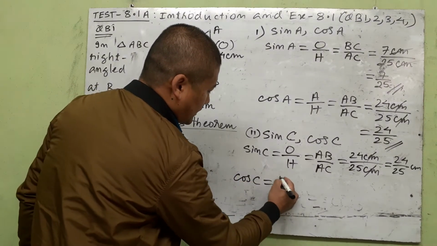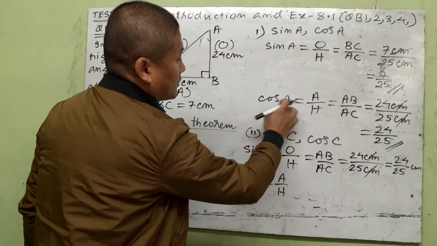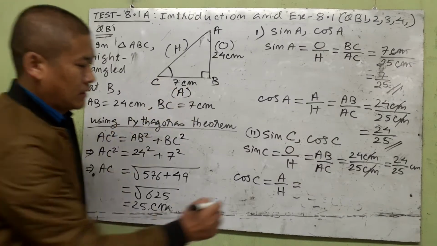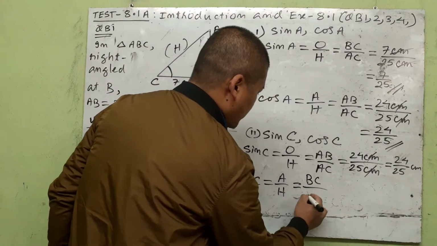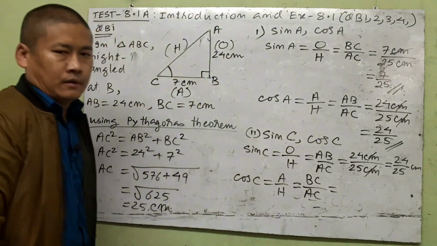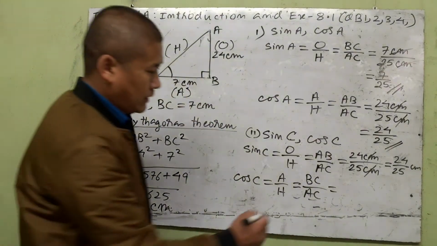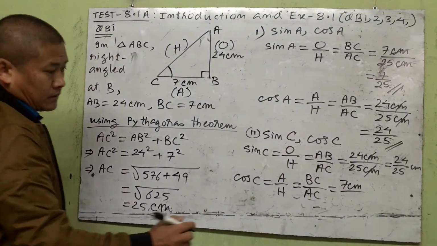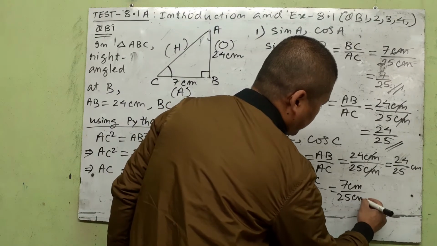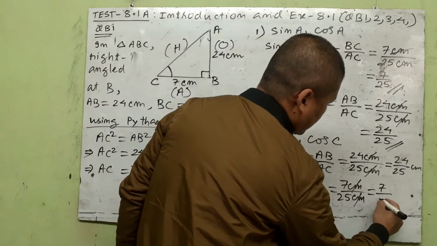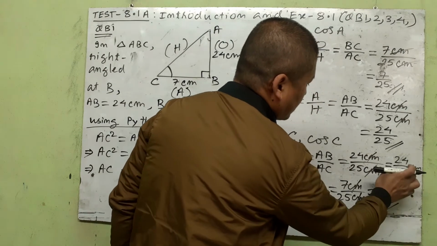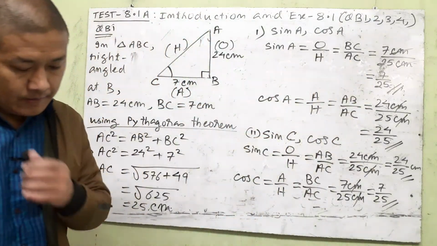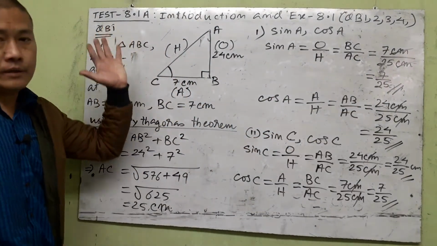Then cos C, the next one. Cos C. Cos is adjacent by hypotenuse. Same formula. Cos is always adjacent by hypotenuse. But when we took C, adjacent is now BC. By hypotenuse is AC. Right, so BC here is 7. So right here, 7 centimeter. By AC is, as you can see, 25 centimeter. So centimeter, centimeter cancel. So 7 by 25. 1, 2, 3, 4. These are the answers. Okay, so here, the question B1 done.